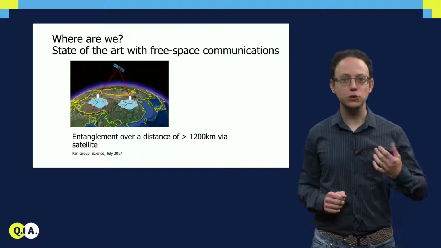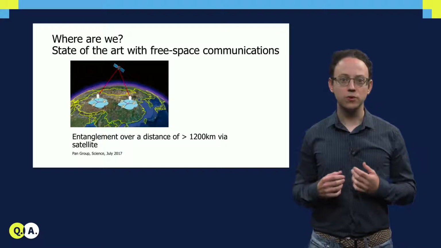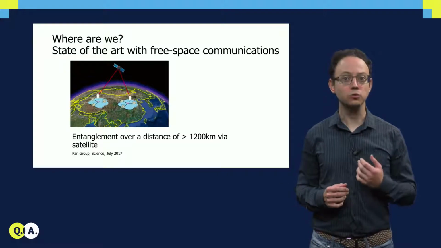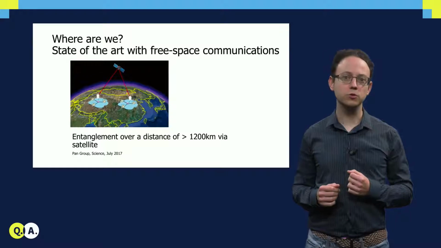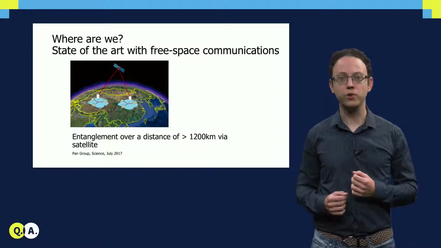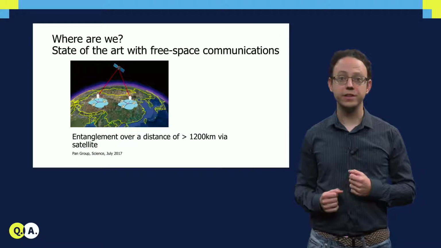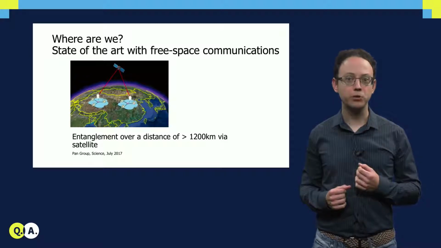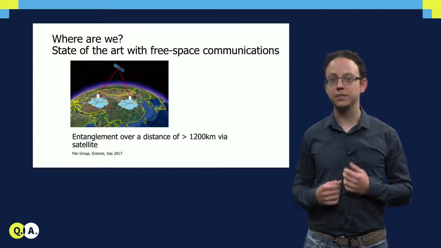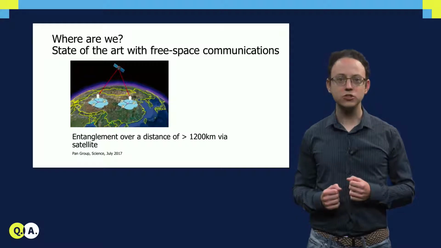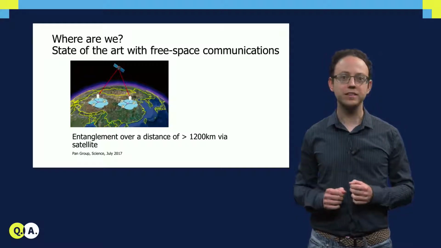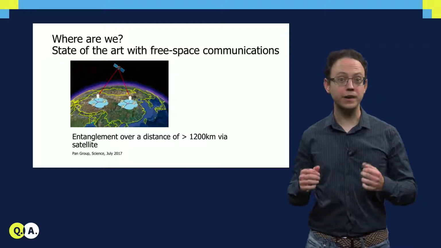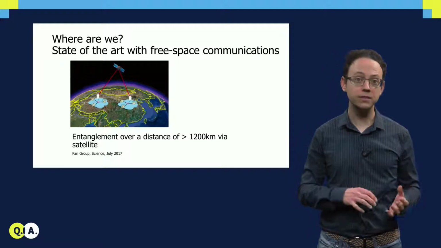In the case of free space communications, the characteristics of fiber optical channels that do not allow us to reach long distances do not apply to free space. In principle, it is possible to perform quantum communication tasks over long distances. The state of the art is shaped by a series of amazing experiments that the Pan group performed around 2017. They managed to distribute post-selected entanglement over a distance of 1200 kilometers. In another experiment, the group also managed to distribute secure keys between ground and satellite.